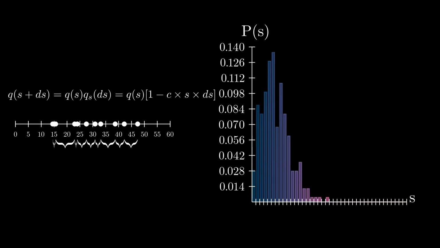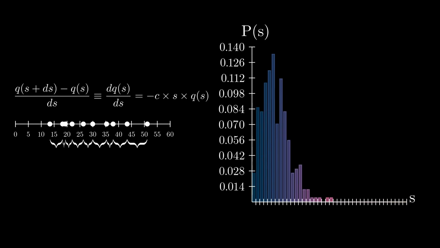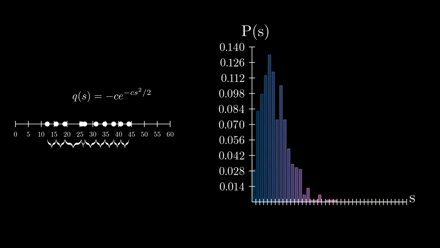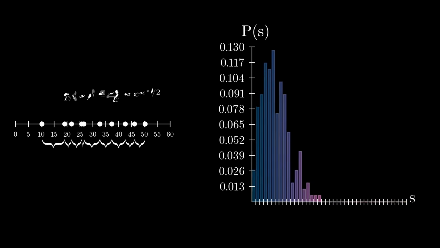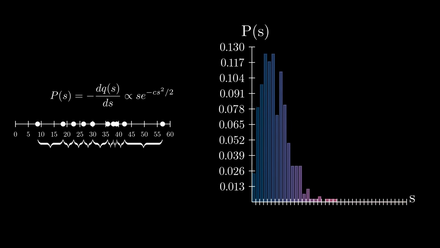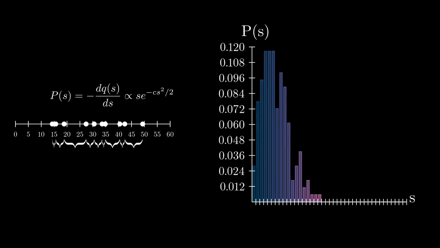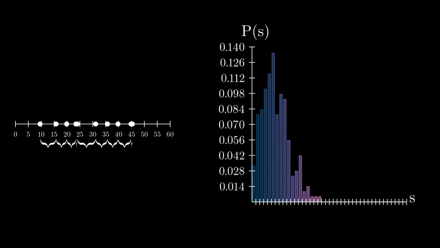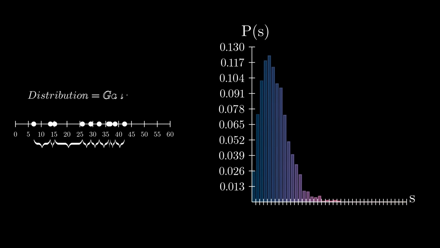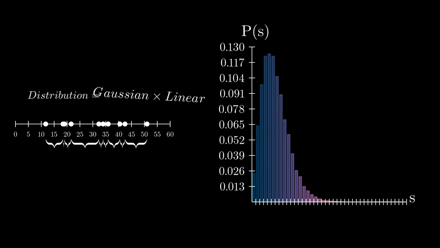As before, we can set this up as a regular differential equation. This time, it has a solution of a Gaussian. Again, to find p of s, we need to take the derivative with a minus sign, where we've absorbed the constants into a proportionality symbol. Granted, we made some rather rough assumptions along the way, but for now we've found that the distribution of spacings for correlated events or eigenvalues is a Gaussian multiplied by a linear in s term.